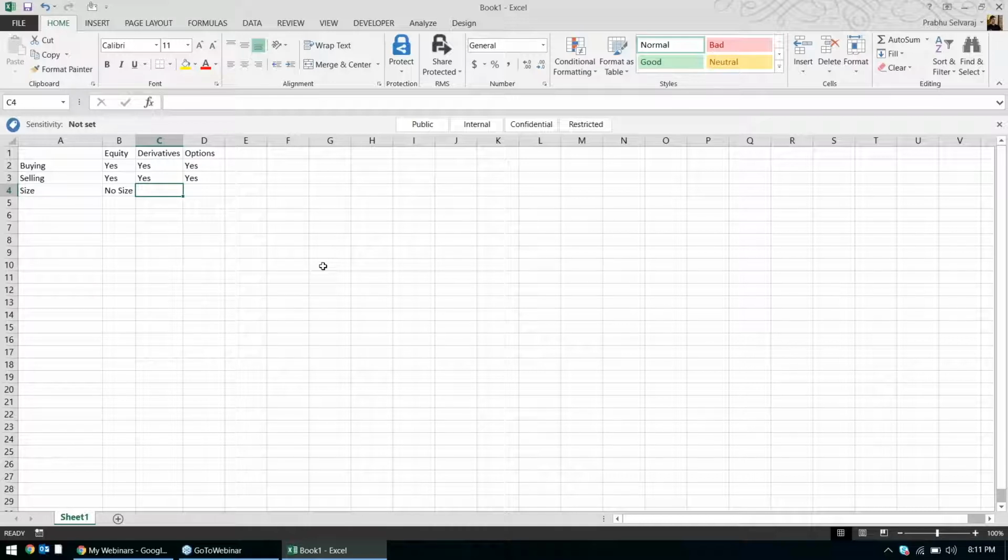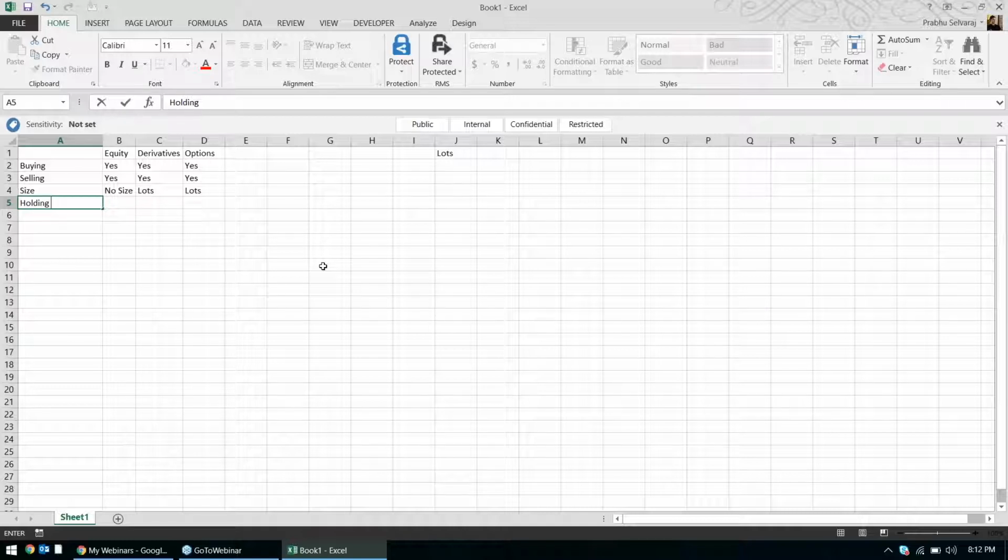Derivatives are bought in lots. Options are bought in lots. What is a lot? We will cover it separately. We'll make a note of it here. Now, sizes: we can buy any number of shares in equity, but futures you have to buy in lots. Same thing for selling also.